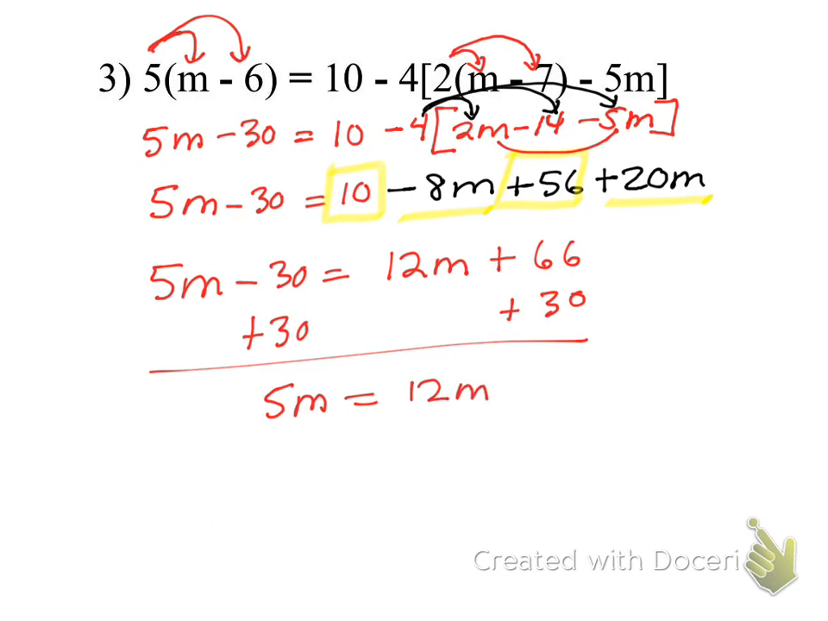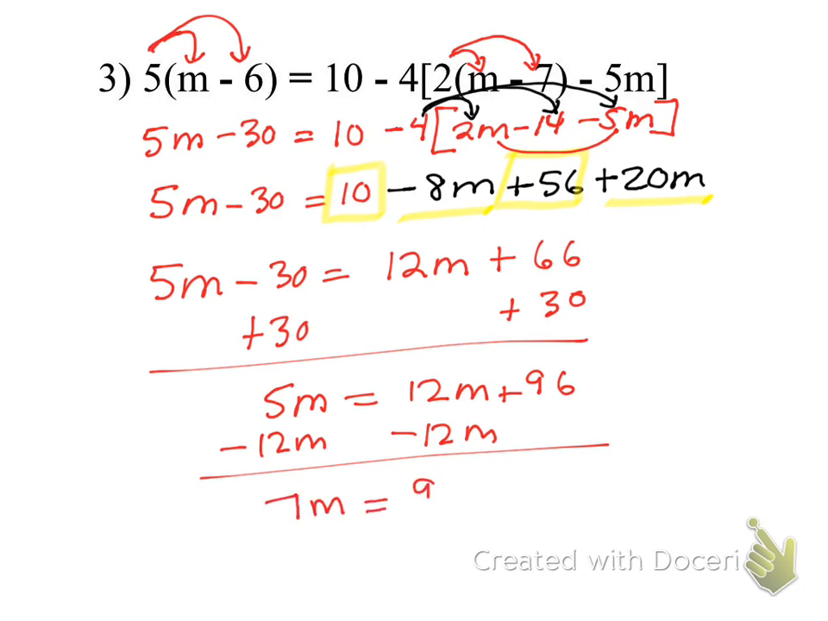I didn't follow my own rule. Plus 96. Subtract 12m. Subtract 12m. This becomes positive 7m equals 96. Divide by 7, divide by 7. Not positive. It's negative, sorry. Negative 7. There we go. 96 over 7, and I can make the whole thing negative.